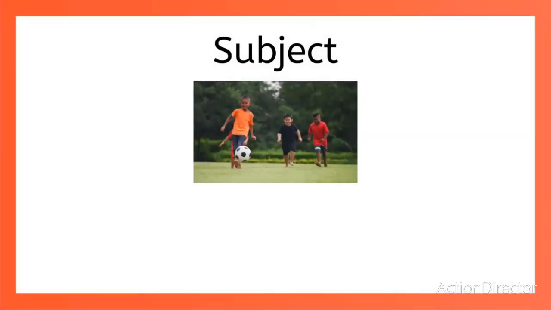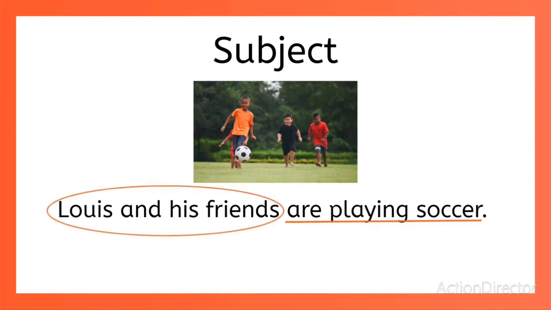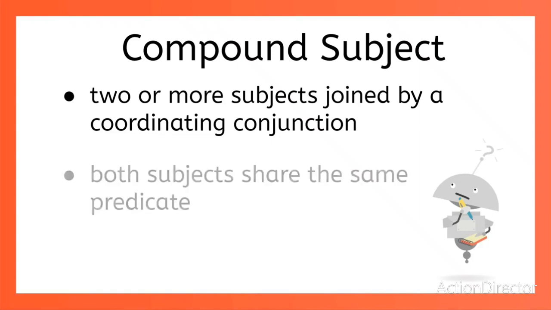But sometimes the subject isn't quite that simple. What if our sentence is Louis and his friends are playing soccer? Our predicate is are playing soccer, but our subject is now Louis and his friends. We actually have two subjects joined with the coordinating conjunction and. We call this kind of subject a compound subject. A compound subject contains two or more subjects joined by a coordinating conjunction. Both of the subjects share the same predicate.